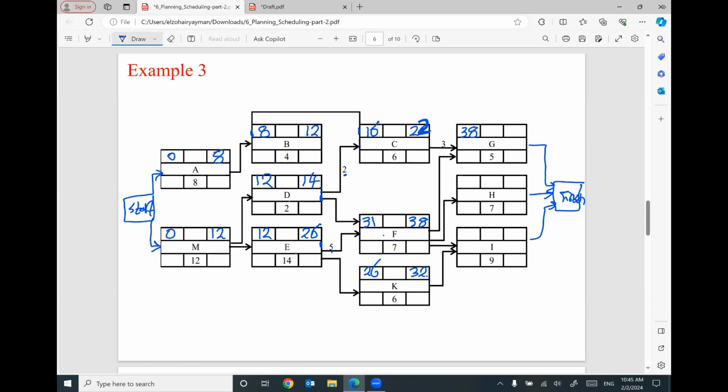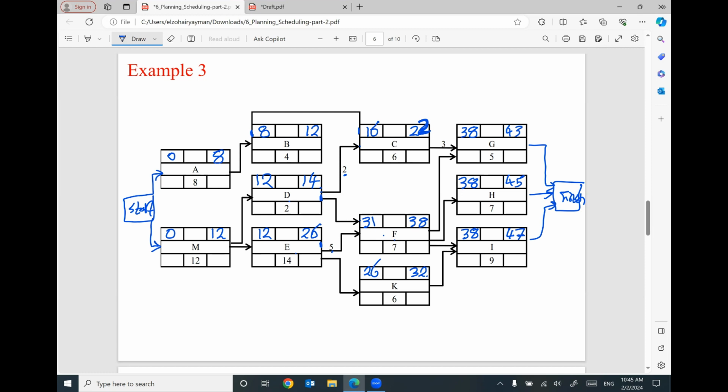For H, it's one arrow, so this one will be 38. Plus 7 will be 45. I forgot here, 38 plus 5 will be 43. For activity I, we have two arrows. I have to respect both of them. This one will give you 32. This one will give you 38. I'm going to use 38 plus 9 equals 47.